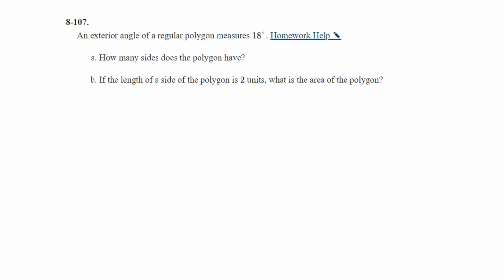Question 107, an exterior angle of a regular polygon measures 18 degrees. How many sides does the polygon have? So remember, we have multiple entry points onto this one as to how we want to approach this, but it does give us the exterior angle of the polygon, so therefore we can find the interior angle pretty easily. But also, if you remember that exterior angles are going to add up to 360 degrees for a regular polygon, we can then divide that by 18 degrees, and that will tell us how many triangles you're going to have in there, which also equates to the number of sides.